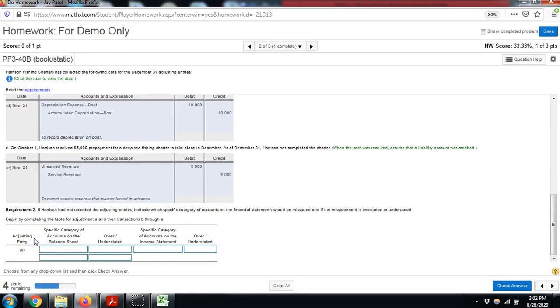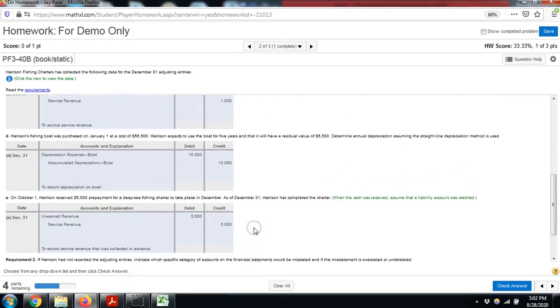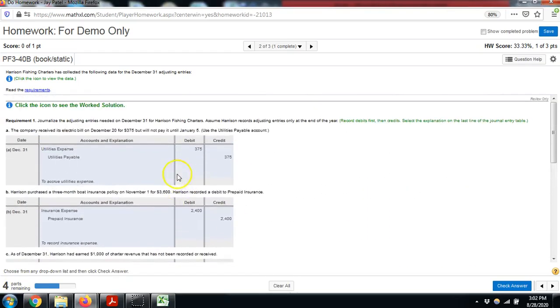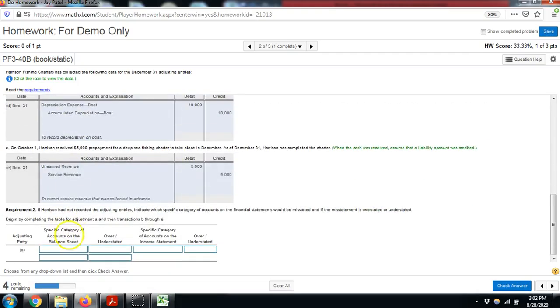Okay, so now it's going to ask us to basically step through and see if we had not recorded the entries, what the effect would have been. Okay, so which specific categories of accounts on the balance sheet? So let's see. In A, we have a liability, and if we did not include this expense, it would have hit our equity. So on our balance sheet, it's going to be liability and equity.